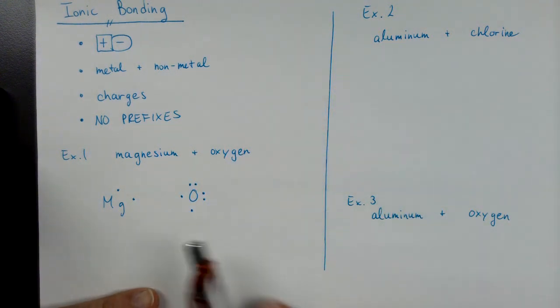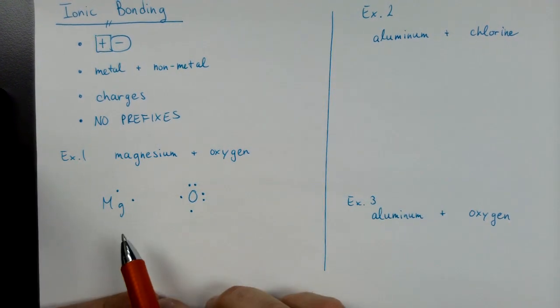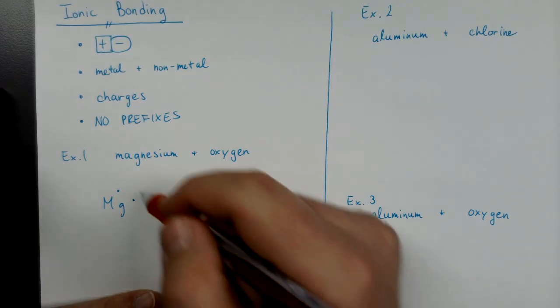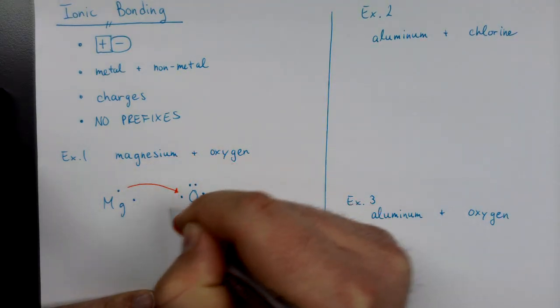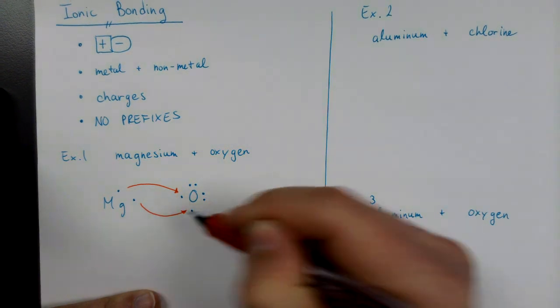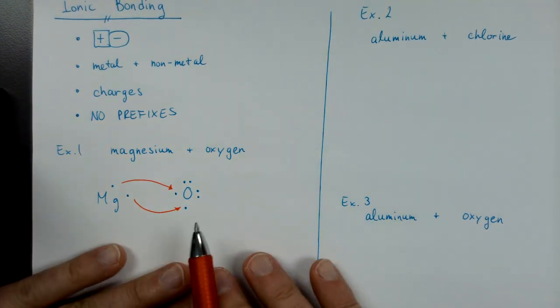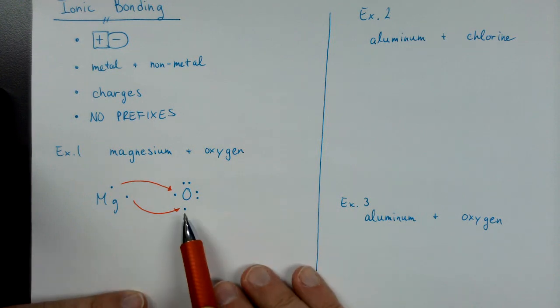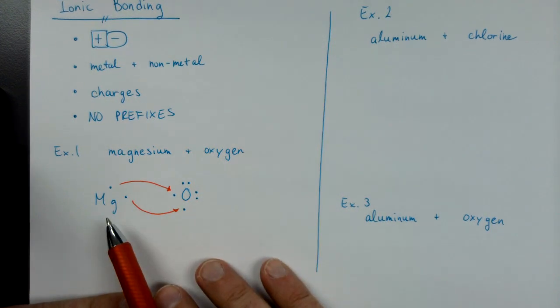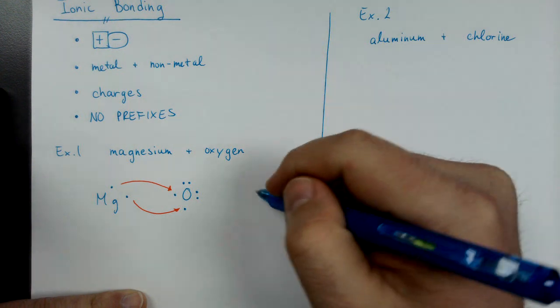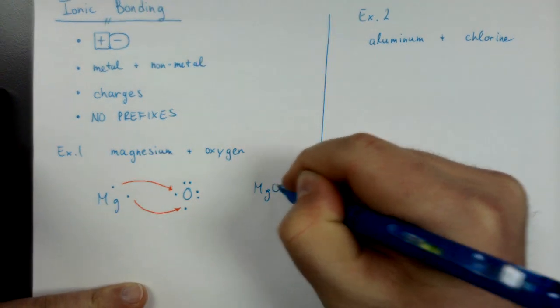Now looking at this, you can see magnesium has 2 electrons in its valence shell, oxygen has 6. All we want to do is transfer those electrons over. And we can see that this is a perfect match. Magnesium goes with oxygen. Oxygen wants to, magnesium has to. All we need is a simple formula of MgO.